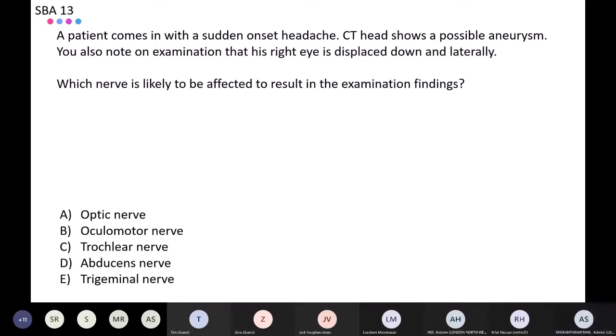Okay. Give you about 5 more seconds. Okay, I'm going to close the poll now. So I can see most people have put down B, which is the correct answer, so well done.